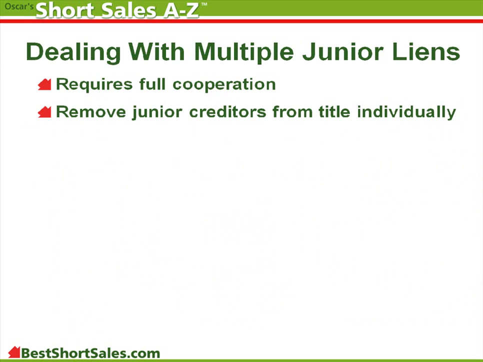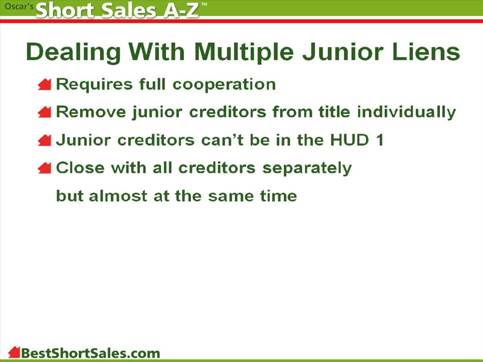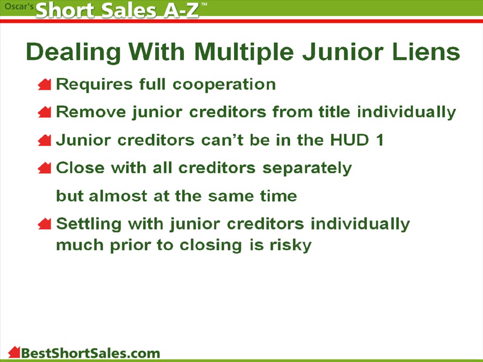If creditors are cooperative, the solution is to settle junior creditors individually. That way, they are removed from title. Under these conditions, junior creditors can't be on the HUD-1. The key to this is to close as much as possible with all the creditors separately, but almost at the same time. Settling separately with one creditor after the other, much prior to closing, is risky. Chances are that as soon as the buyer is financially committed into the property, the remaining creditors will get tougher and make the buyer pay more than originally agreed.